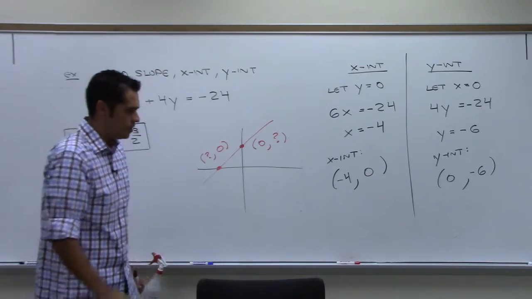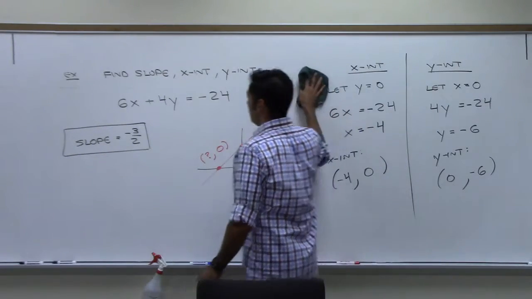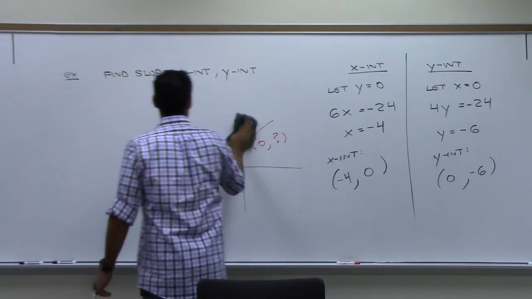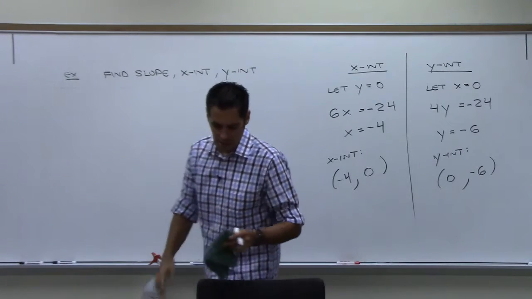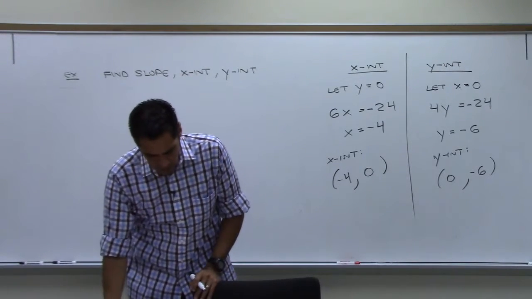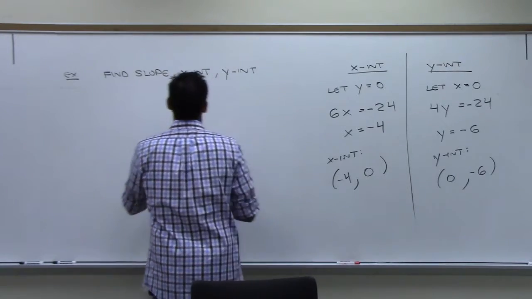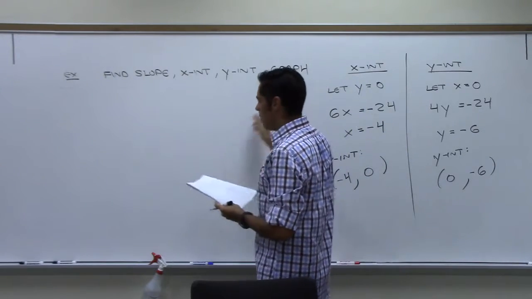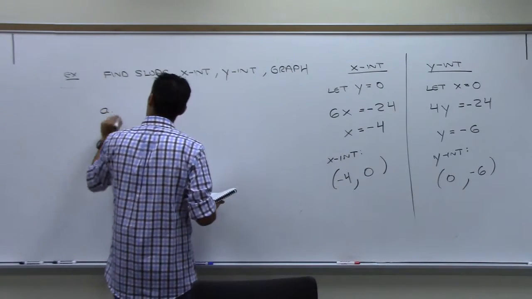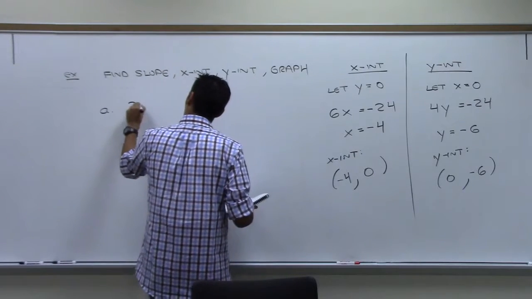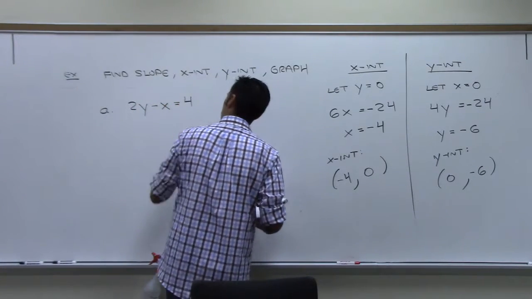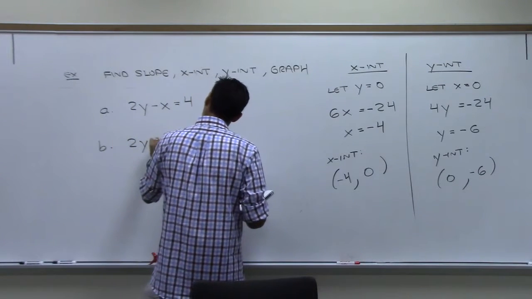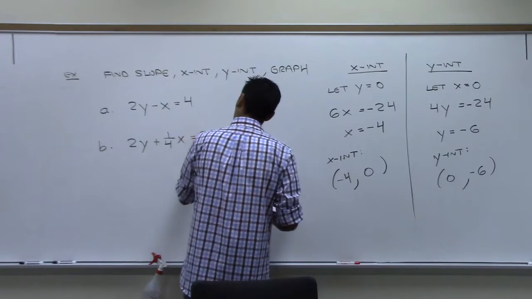So now it's time to see if you understand any of that. I'm going to give you a problem to do. I want you to find the slope and the y-intercept and the x-intercept, and I want you to graph the line. So I'm adding one more thing onto this. And let's do a couple of these. We'll do part A. Let's do 2y minus x equals 4. Part B, 2y plus 1/4 x equals 2.